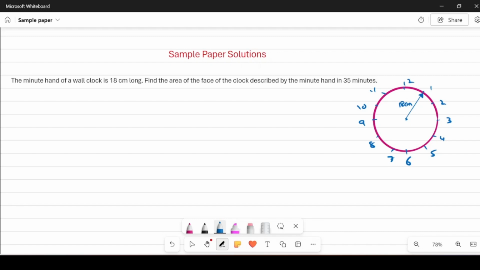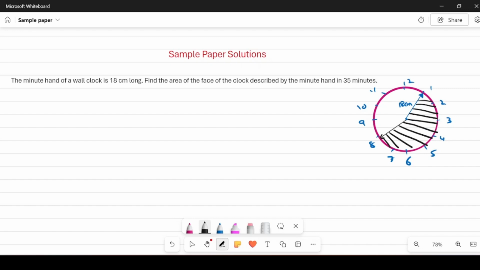Describe the minute hand in 35 minutes. That means it has to reach till here. Right? So this is 35 minutes, and we need to find this area. So this is nothing but the sector of a circle.